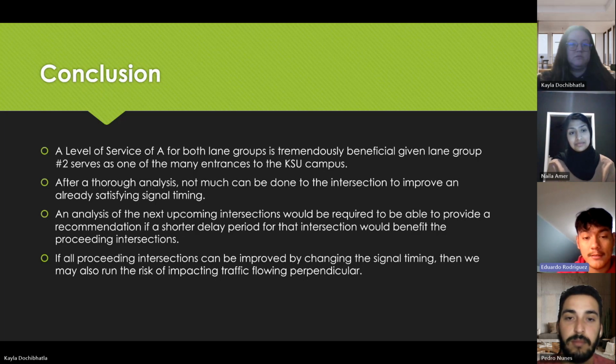After a thorough analysis, not much can be done to the intersection to improve an already satisfying signal timing. An analysis of the next upcoming intersections would be required to be able to provide a recommendation if a shorter delay period for that intersection will be beneficial to the preceding intersections. If all preceding intersections can be improved by changing the signal timing, then we may also run the risk of impacting traffic flowing perpendicular. So there's really more than meets the eye.